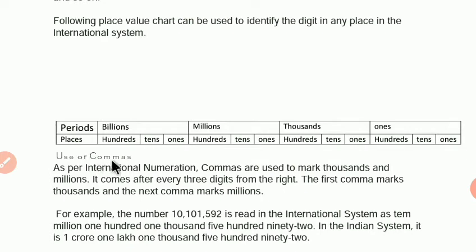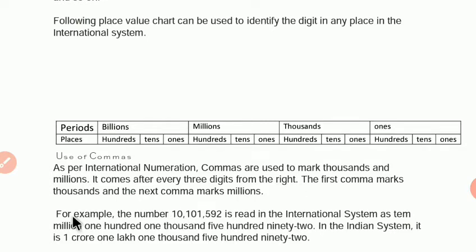Now we have to see the use of commas. How to place the commas in the international system. As per the international system, commas are used to mark thousands and millions. A comma comes after every three digits from the right. The first comma marks thousands and the next comma marks millions. We are always placing the commas after three digits from the right, or from the back.